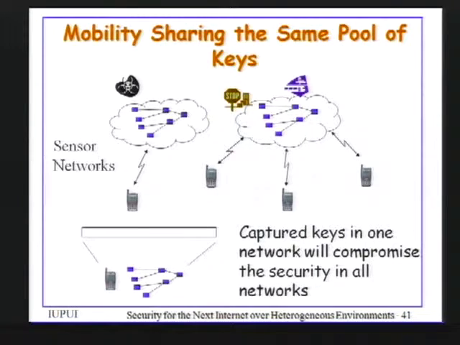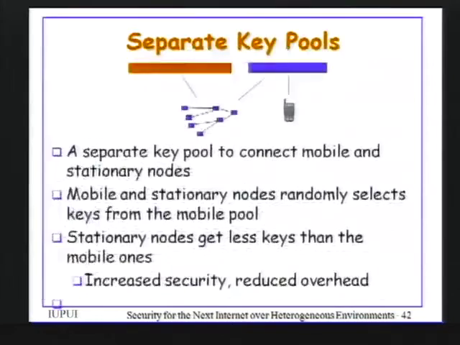So to improve this situation, this is what we propose. We propose 2 schemes. In the first scheme, we create a separate pool of keys just for mobile nodes, and some of these keys are also given to stationary nodes. And of course, each sensor network will have its own pool of keys to talk among each other. In this way, we can improve the security a lot.